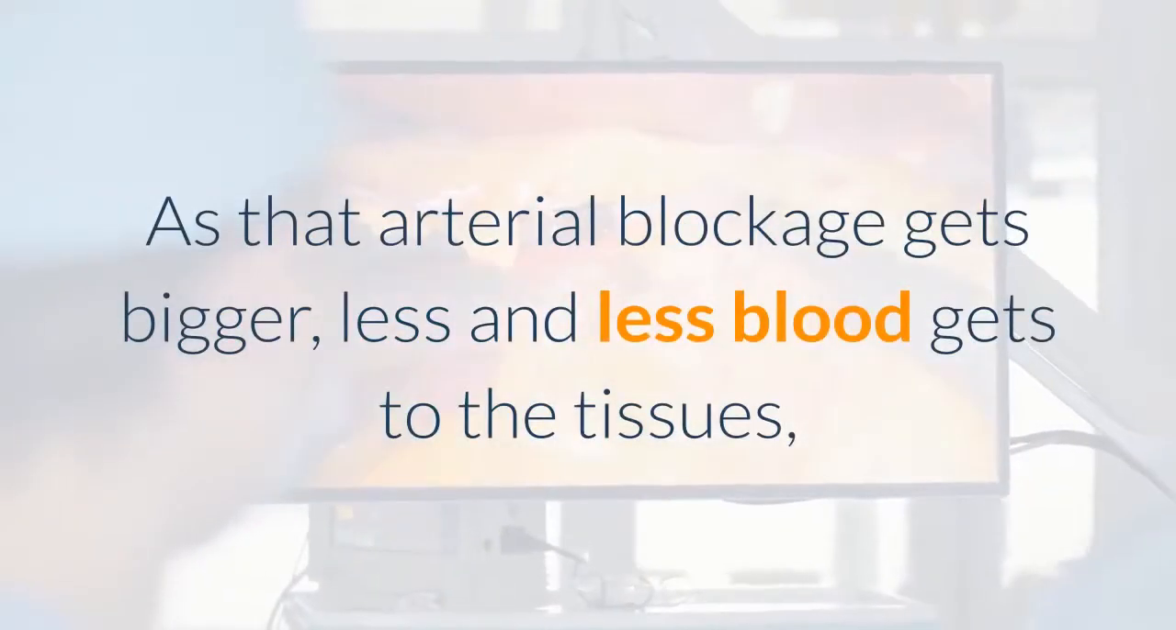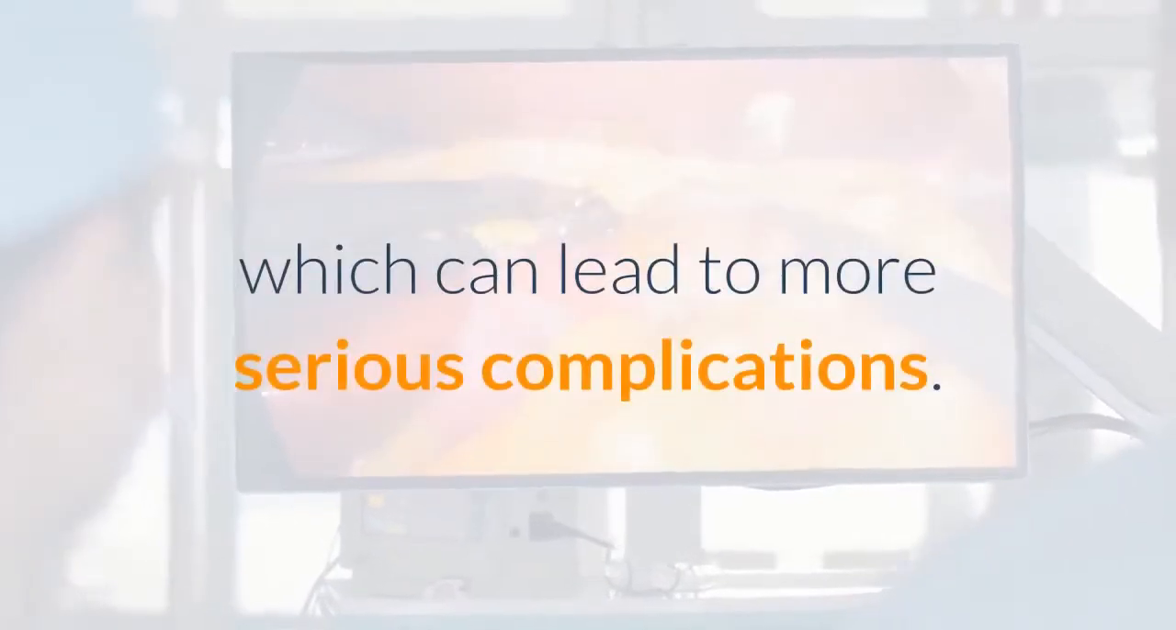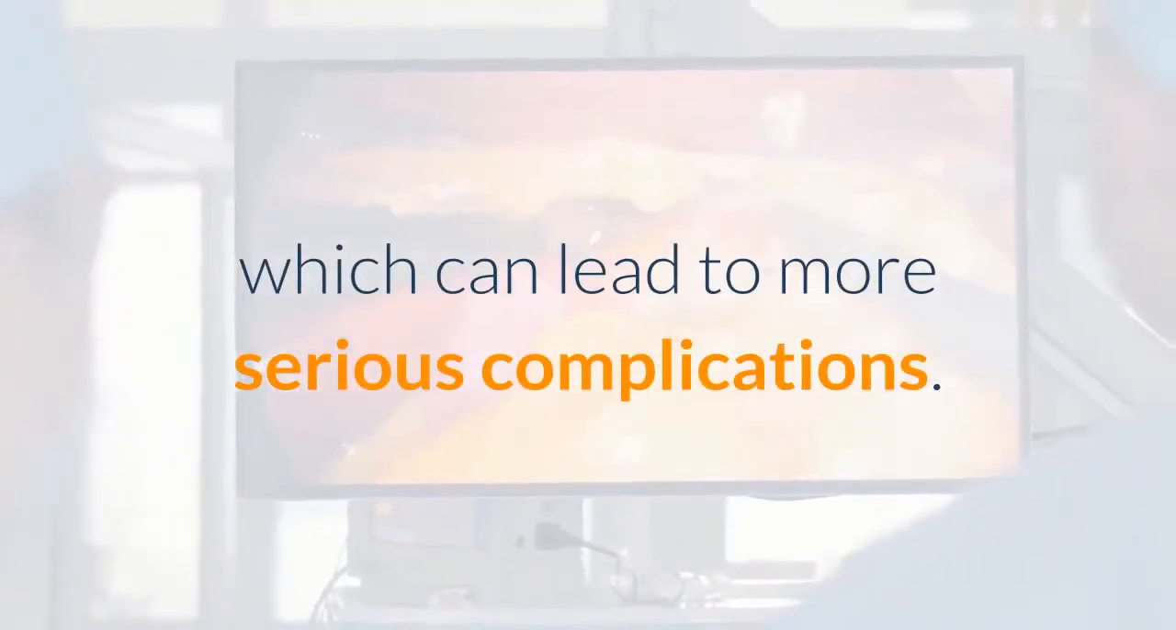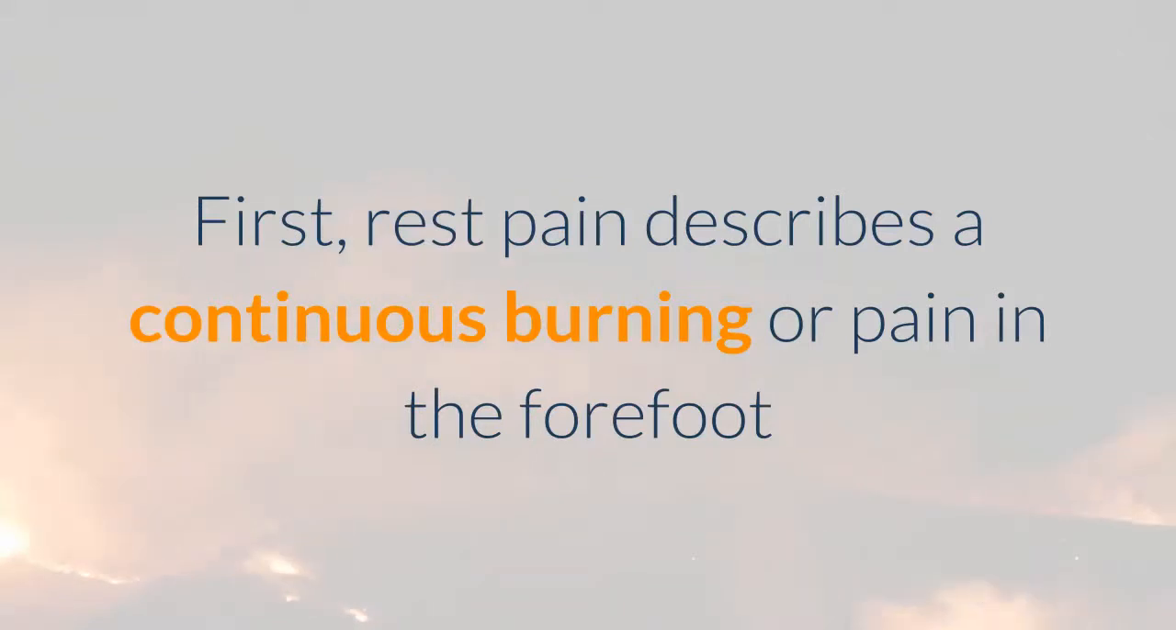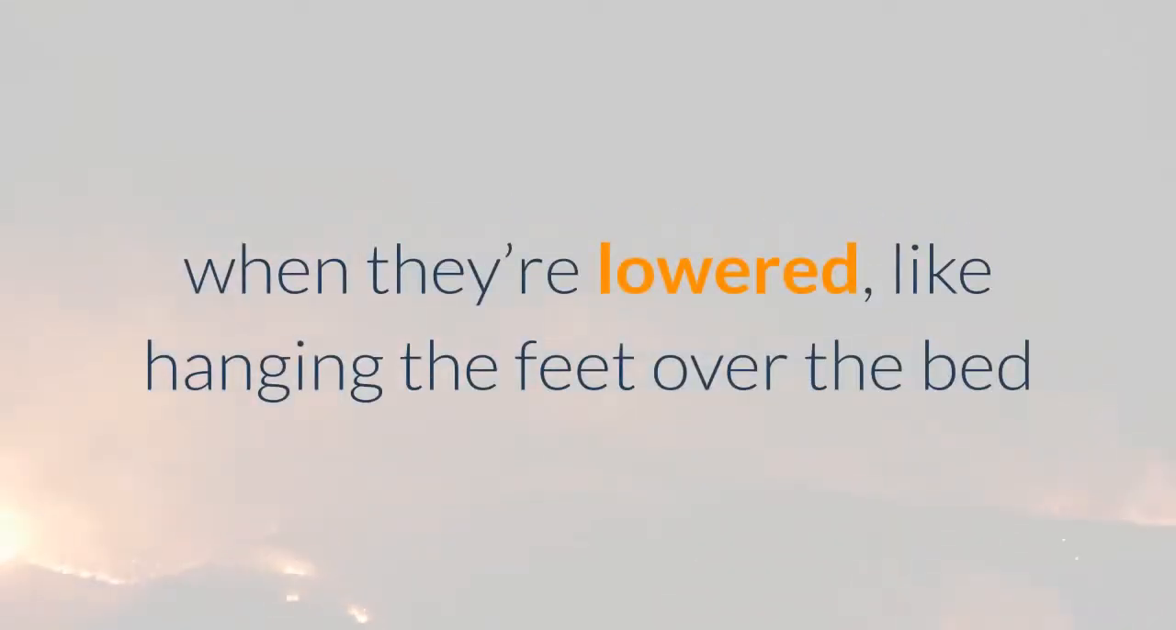As that arterial blockage gets bigger, less and less blood gets to the tissues, which can lead to more serious complications. First, rest pain describes a continuous burning or pain in the forefoot and toes when the legs are elevated, and then the pain is relieved when they're lowered, like hanging the feet over the bed or walking around the room, which allows more blood to get down to the foot.